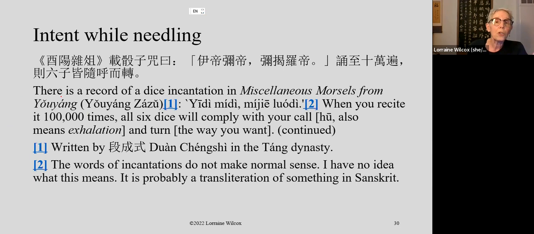So this is the story. There's a record of a dice incantation from some book. Okay, so incantations are like mantras. Some incantations are Buddhist incantations and very mantra-like, and some are Taoist incantations, and some are just weird and not of any particular religion. But mantra and incantation have been pretty important in a lot of things.